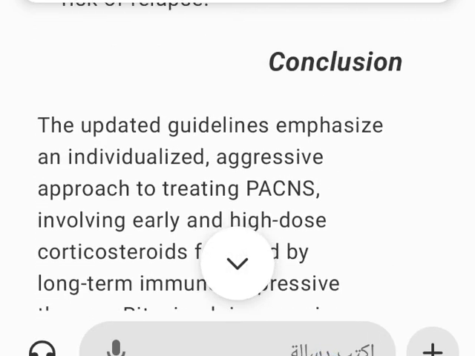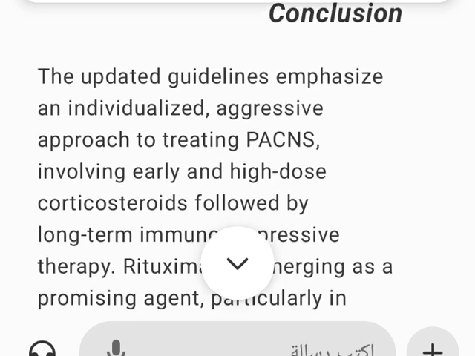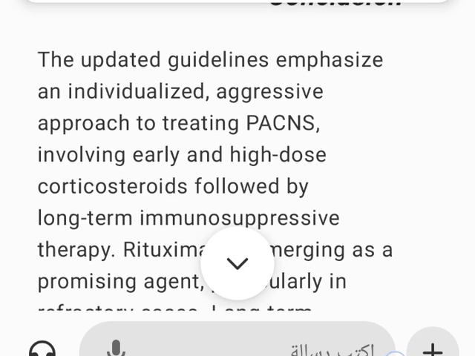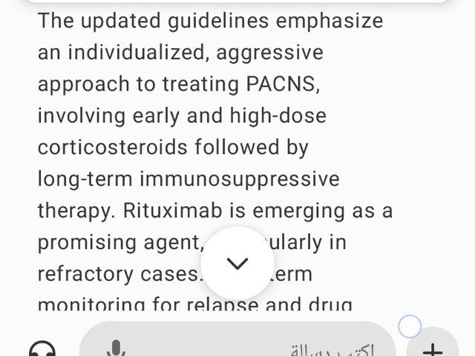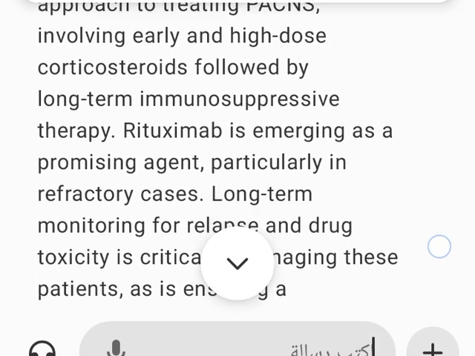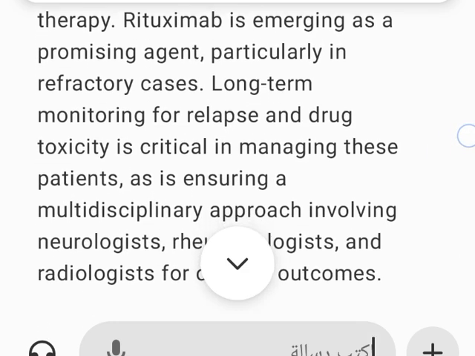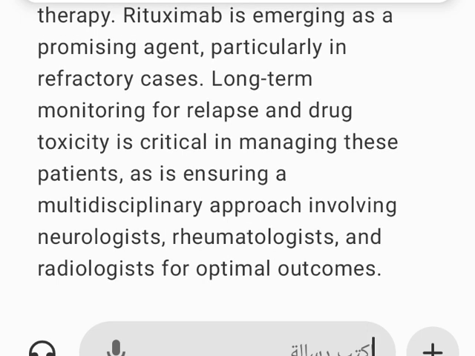Conclusion. The updated guidelines emphasize an individualized, aggressive approach to treating PACNS, involving early and high-dose corticosteroids followed by long-term immunosuppressive therapy. Rituximab is emerging as a promising agent, particularly in refractory cases. Long-term monitoring for relapse and drug toxicity is critical in managing these patients, as is ensuring a multidisciplinary approach involving neurologists, rheumatologists, and radiologists for optimal outcomes.